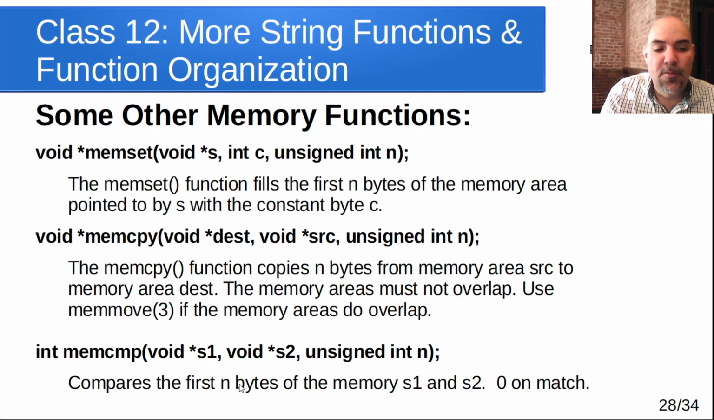All right, so compare this place with this place, just like with string compare, this number of bytes. It produces a 0 on match, a negative number if this is smaller than that, a positive number if this is larger than that.